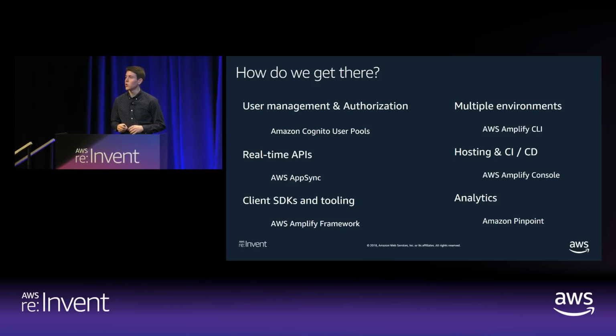The Amplify console is a new offering that does CI/CD and web hosting for web apps. And Amazon Pinpoint, which is an analytics and user targeting service that you can use both to get information about how your application is being used, but you can also create groups of users and target them with push notifications and other things.